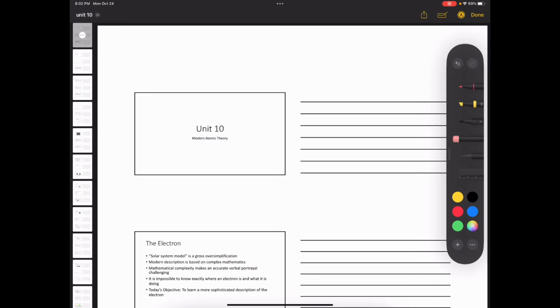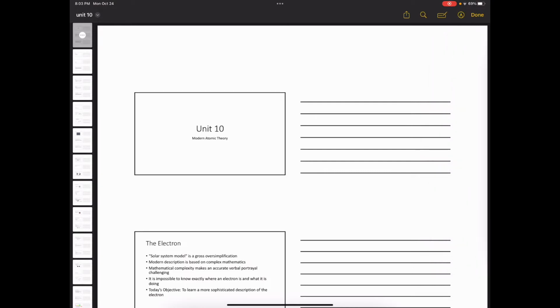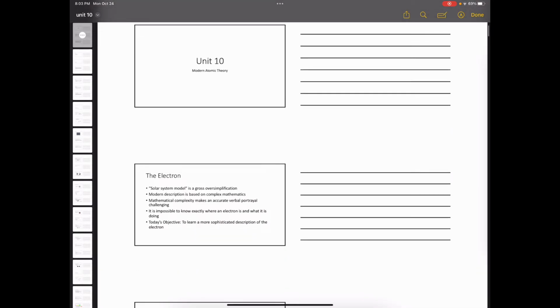So in Unit 10, we are going to go over the modern atomic theory, which focuses on the electron. Up to this point, we have been mentioning electrons only briefly in covalent bonding and ionic bonding and the transfer of electrons, but we haven't put much emphasis on the electron itself, where it exists, and what its properties are. The speed of the electron, for example, or the mass of the electron. We didn't really address any of these topics.